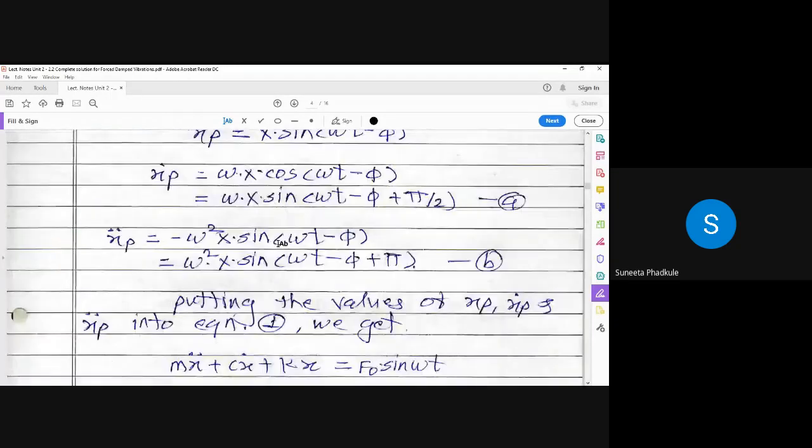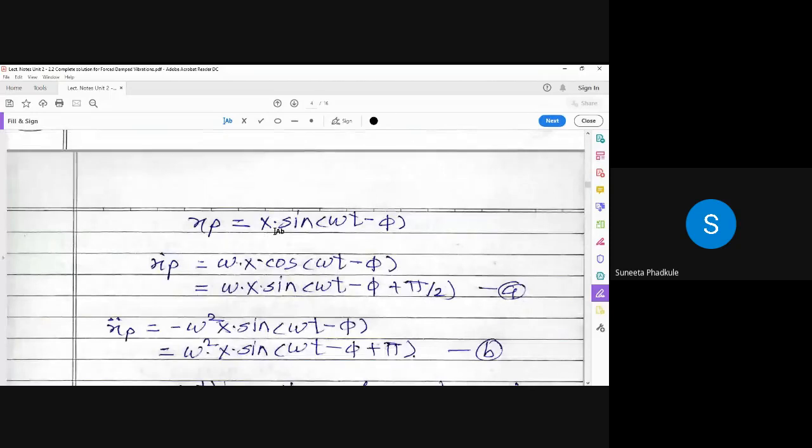Now in this solution, what is X? Till now you don't know, I have also not explained. I have just used the word steady state amplitude. X is the steady state amplitude. What is phi? I have just explained. It is the angle between displacement vector and force vector. The displacement vector lags the force vector by phi.